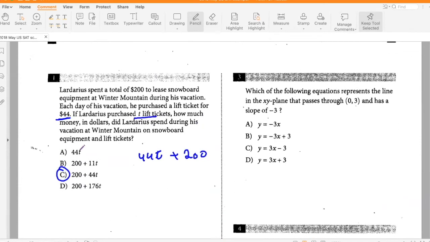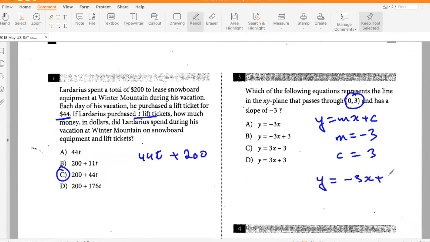Which of the following equations represents the line that passes through (0, 3) and has a slope of -3? So we can use y is equal to mx plus c. The slope is -3 and the y-intercept is 3 because the line passes through (0, 3). So it would be y is minus 3x plus 3. Option B.